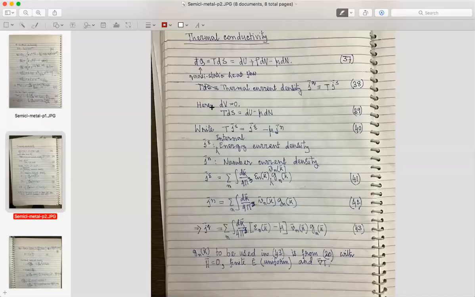From thermodynamics, this heat generated or heat coming into that region has to be balanced by this flow of entropy at that temperature T. Now this TdS, again from thermodynamics, is just dU plus PdV minus mu dN.